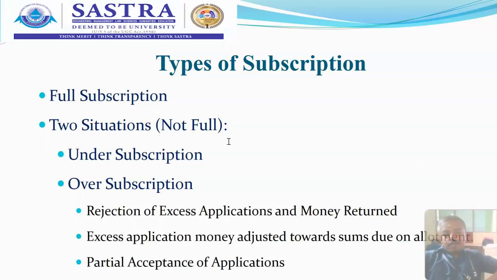In case of full subscription, the journal entries would be: on receipt of the application money, bank account debited to share application account. And on allotment of shares, the share application account debited to share capital account. So what happens is a transfer entry. These two entries we have already seen in the previous question, but as a part of full subscription, I was just explaining.